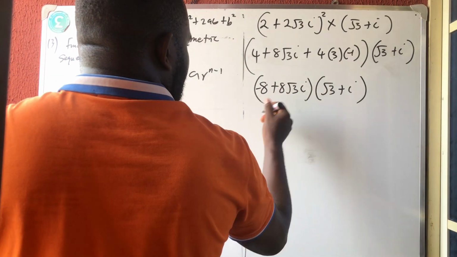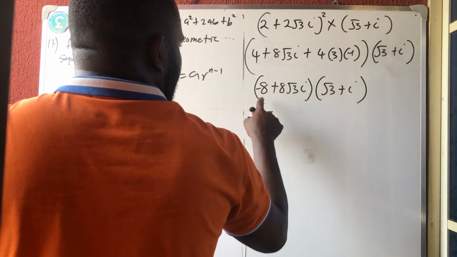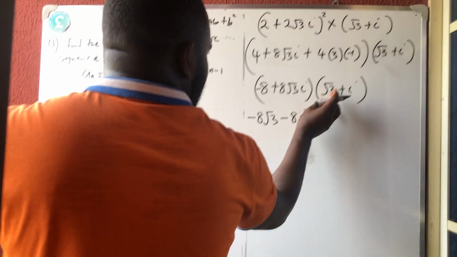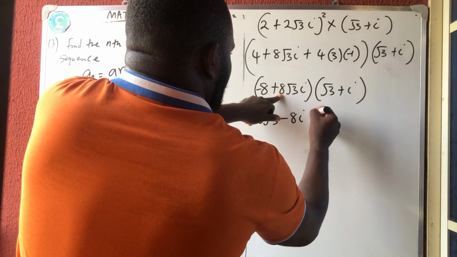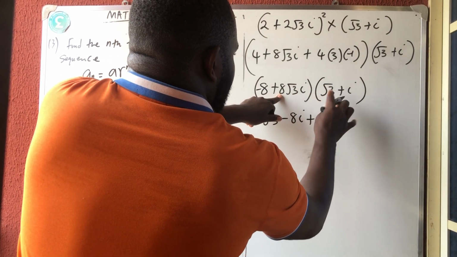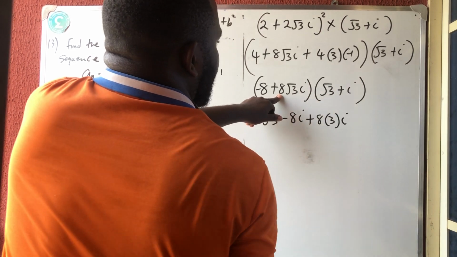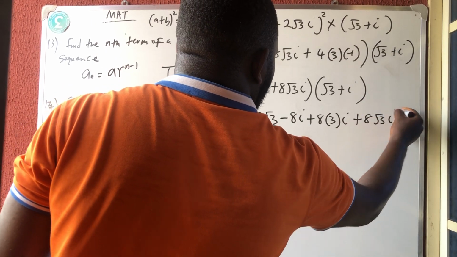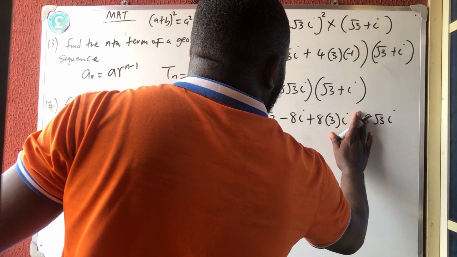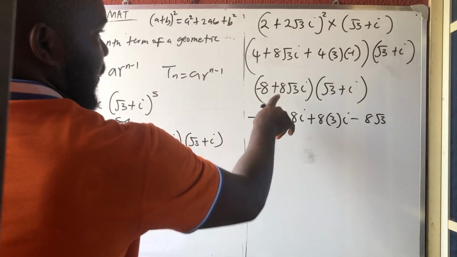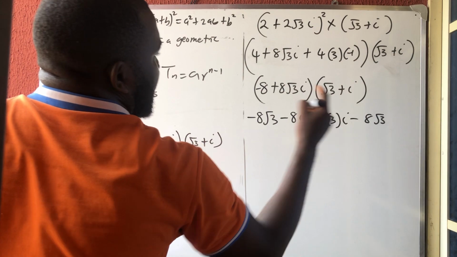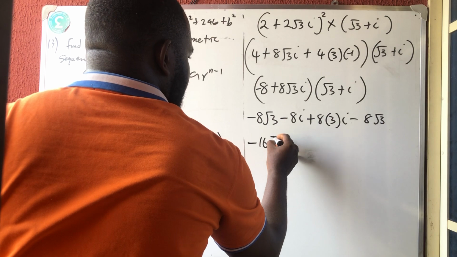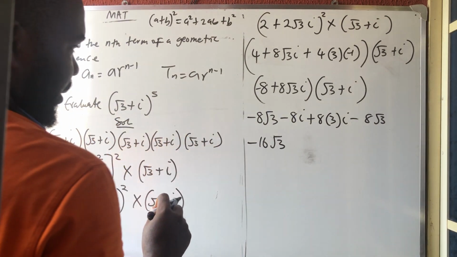So minus 8 times this will give you minus 8 root 3. Minus 8 times this will give you minus 8i. Now this time this will give you 8 times 1 is 8. Root 3 times root 3 is 3. Then put your i. Now this time this will give you plus 8 root 3i. Sorry, in fact minus, because i squared is minus 1. This times 1 is this, then i times i is minus 1. So I'm left with this, and this will give you minus 16 root 3.